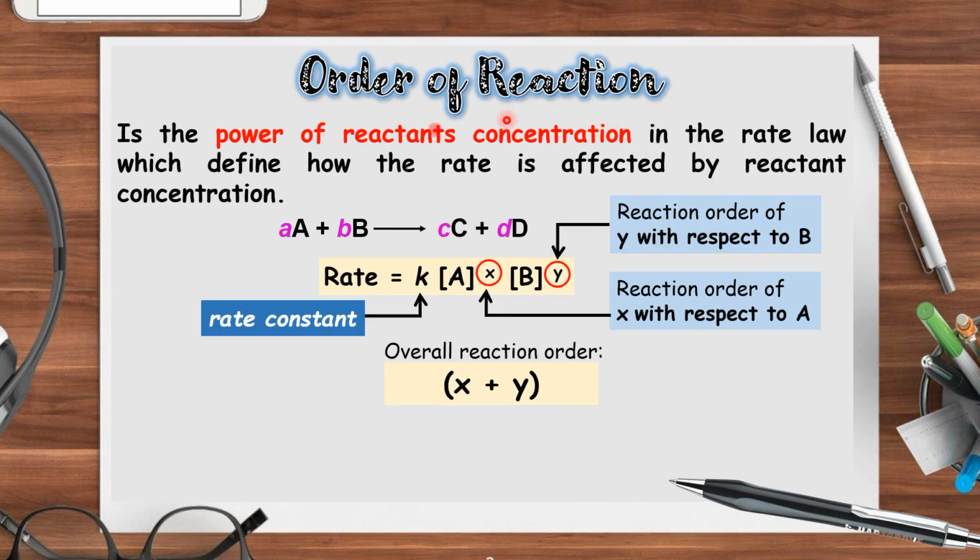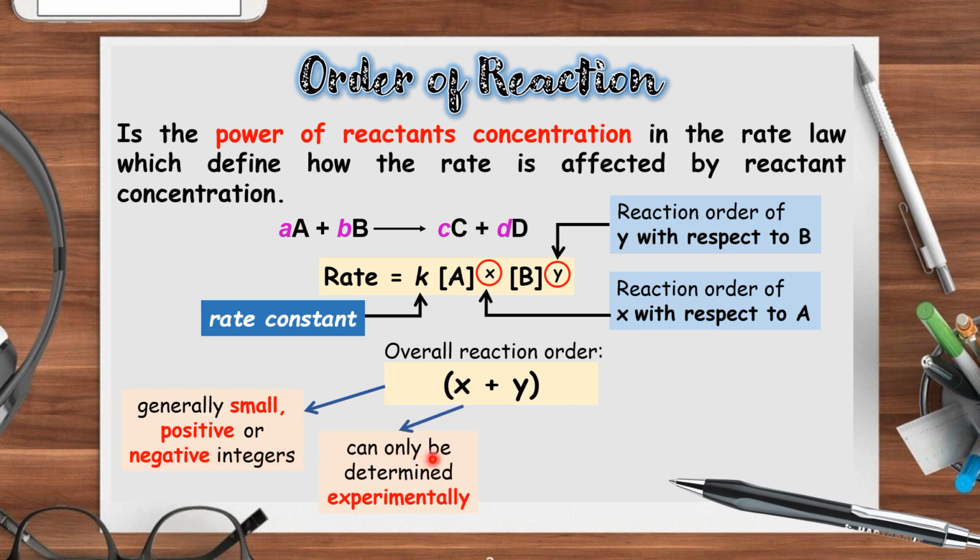Order of reaction is the power of the reactant's concentration in the rate law, which defines how the rate is affected by the reactant concentration. So this is the previous example, where x refers to the reaction order with respect to A, and y refers to the order of reaction with respect to B. The overall order is x plus y. X and y are generally small positive integers, but they can be positive or negative, and they can only be determined experimentally.